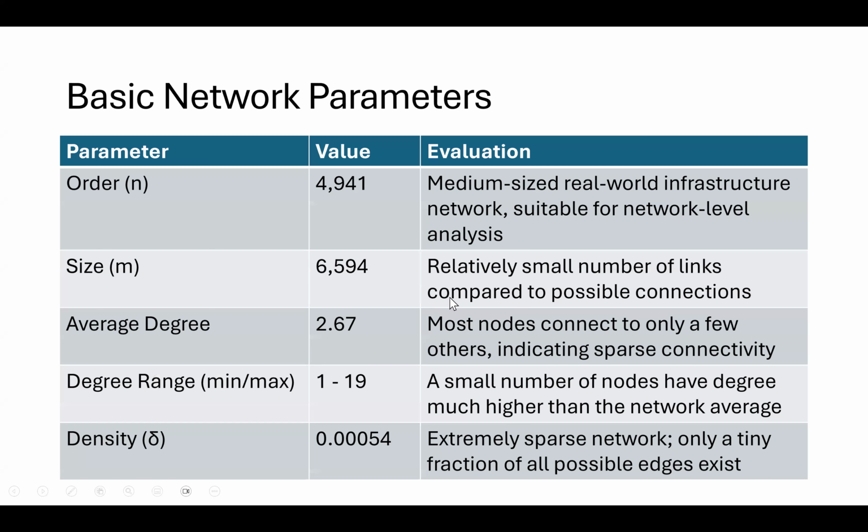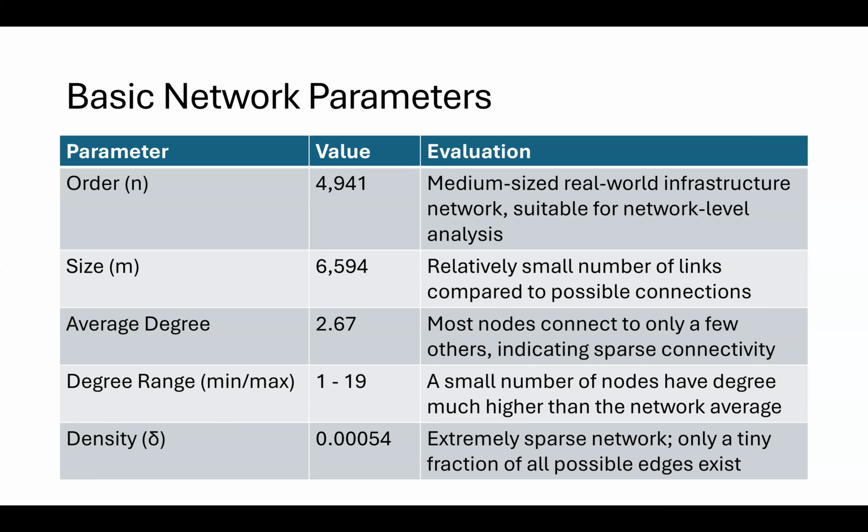Now, we will present the basic structural parameters of the network. First, the order of the network is 4,941 nodes. This makes it a medium-sized real-world infrastructure network, large enough to show complex structure, but still computationally manageable. The size is 6,594 edges. Compared to the number of possible connections in a network of this size, this is very small. The average degree is 2.67. This means that on average, each station connects to fewer than 3 others. This clearly indicates sparse connectivity.